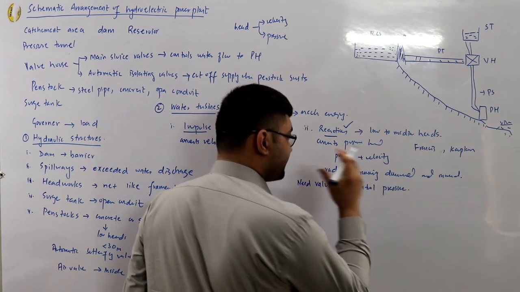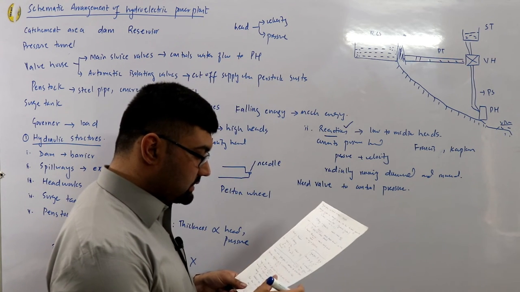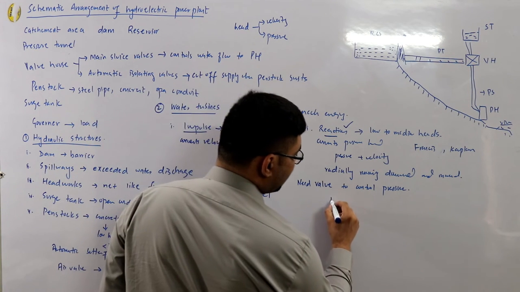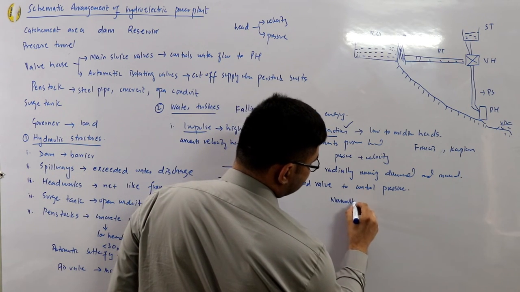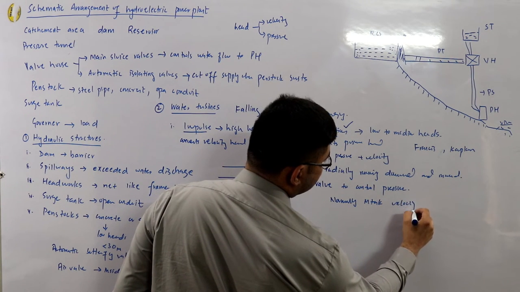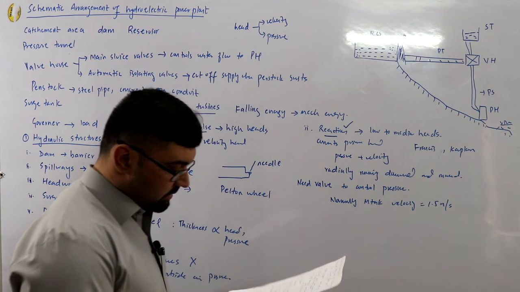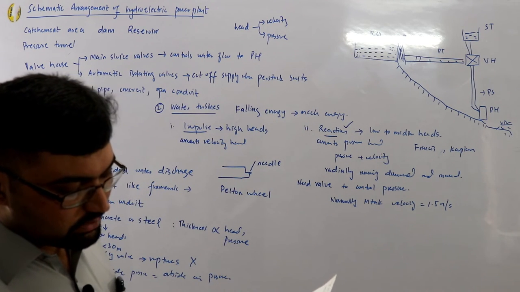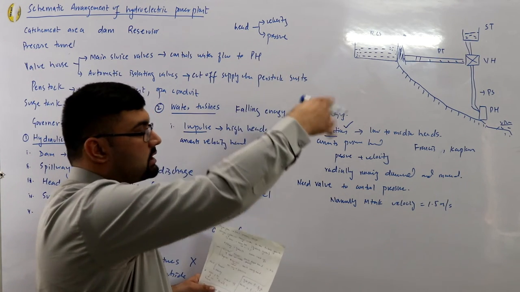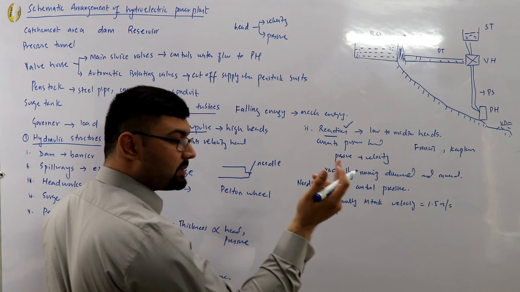Yes. And these things you have, again, I mentioned you studied. So normally the intake velocity is 1.5 meter per second. Now what you do is you do it through a nozzle. So what do you have? Let's say, for instance, the normal diameter of the penstock is 5 meters.